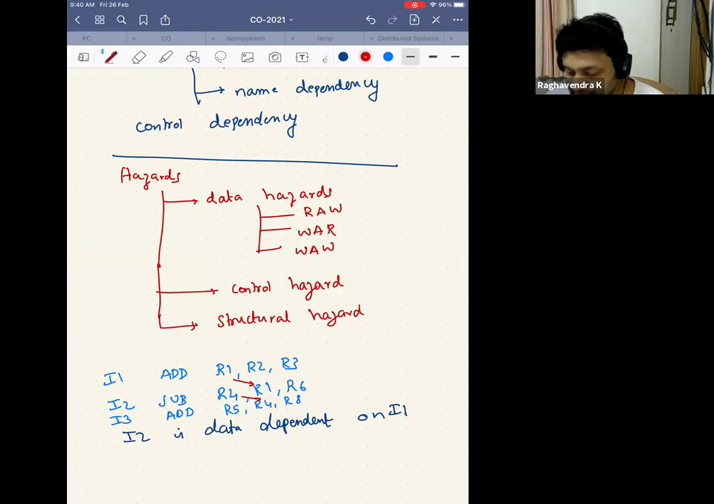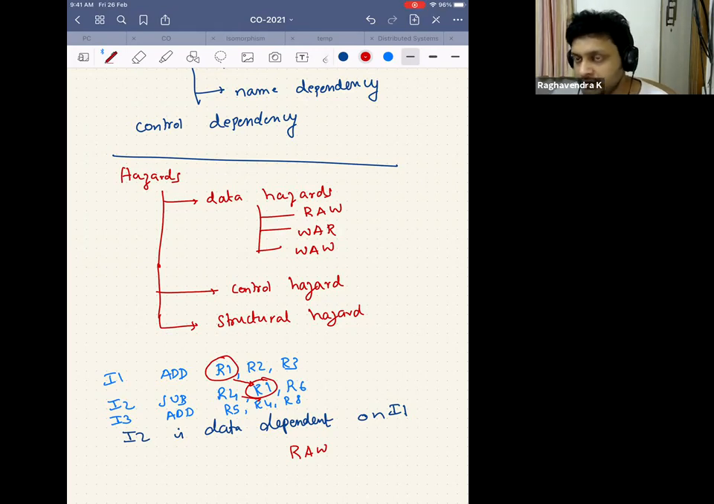So we say that I3, I2 are data dependent on I1. I3 is also data dependent on I2. So this is a read after write hazard. I can read R1 only after R1 is written. So that's why it's called a read after write hazard. You should read only after the write happens.